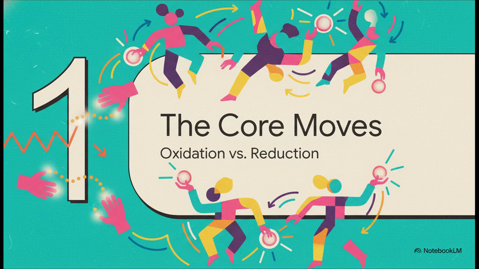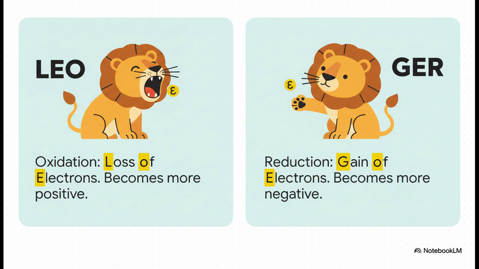Okay, so if we're going to call it a dance, then we've got to know the moves, right? Let's break down the two fundamental steps in this whole electron exchange: oxidation and reduction. Now here is the absolute best way to remember the difference. It's a classic for a reason. Leo the lion says "ger." Yup, LEO stands for loss of electrons is oxidation. And GER, gain of electrons, is reduction. It really is that simple.